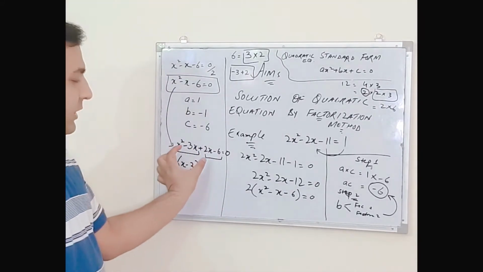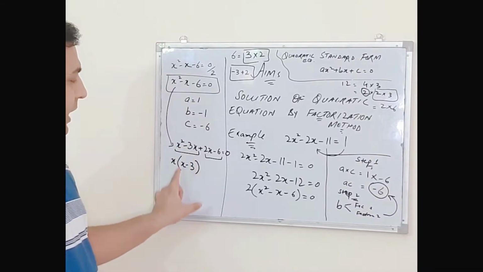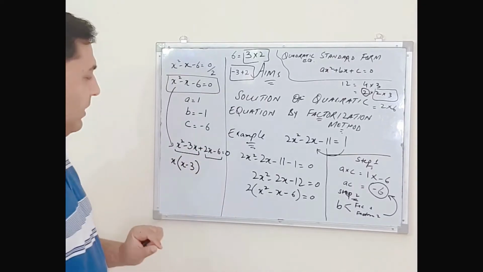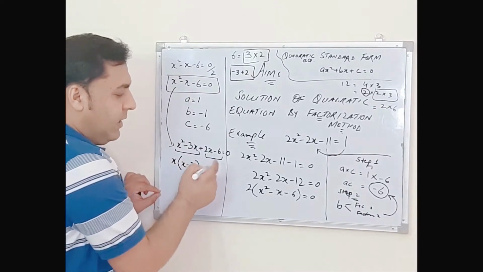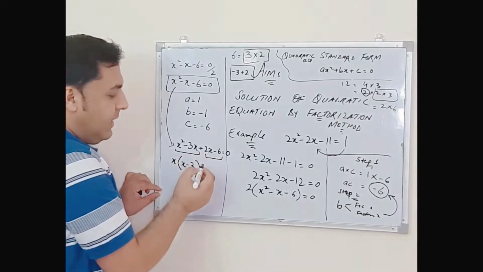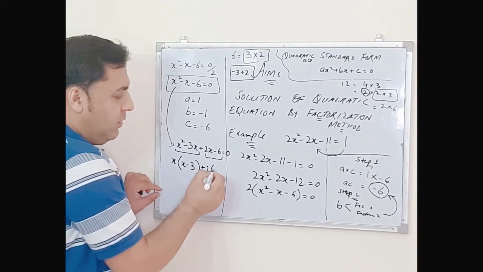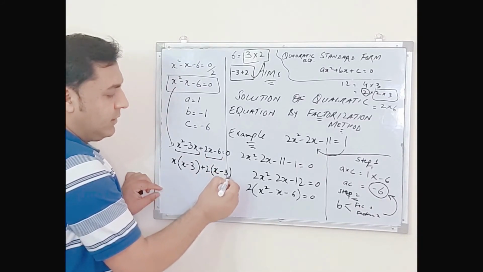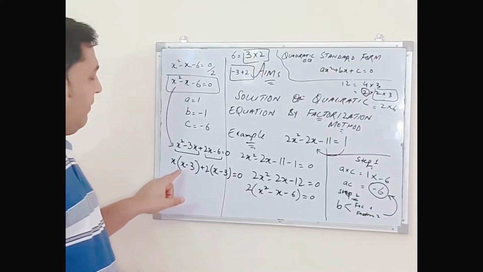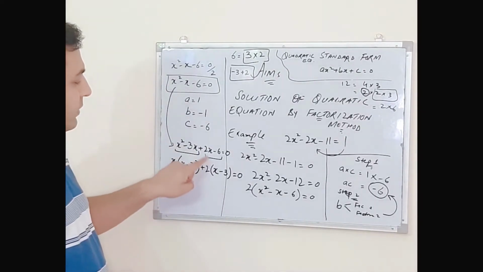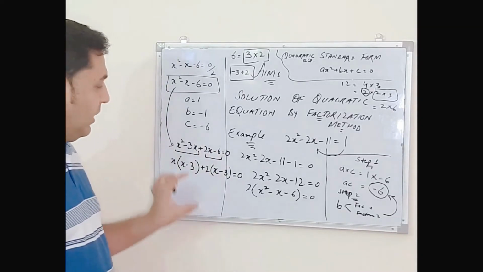Whenever you do this splitting, you will always get a common factor from both. From the first two terms and the second two terms you will get common. 2 is here and 6 can be 2 into 3, 2 is also here, so I can take 2 out, leaving x minus 3. Now 2 into 3 is 6. When I multiply back, I will get the same: x square minus 3x plus 2x minus 6.